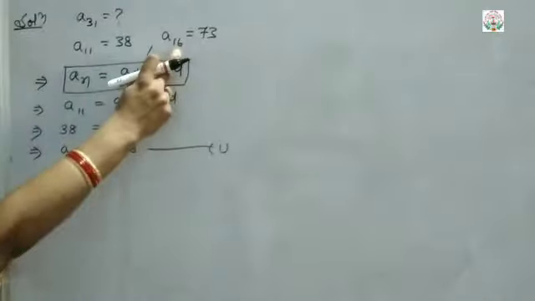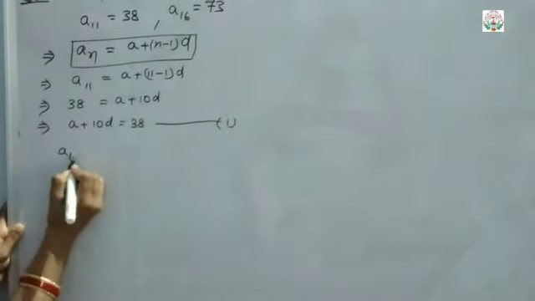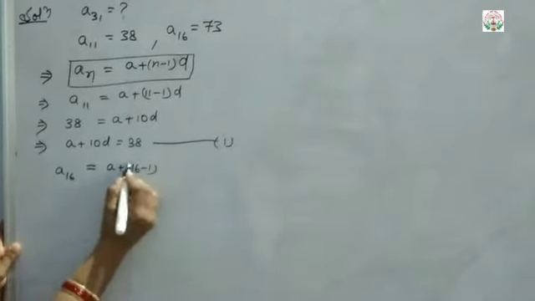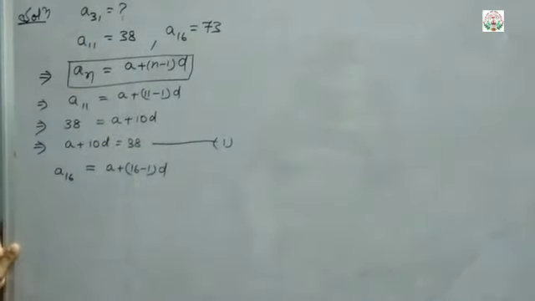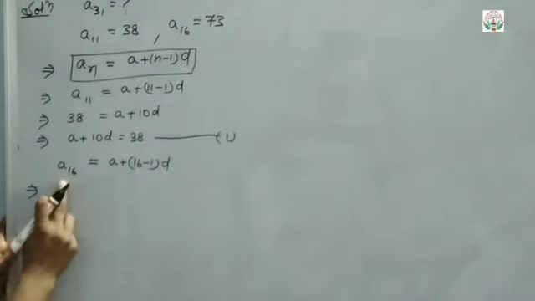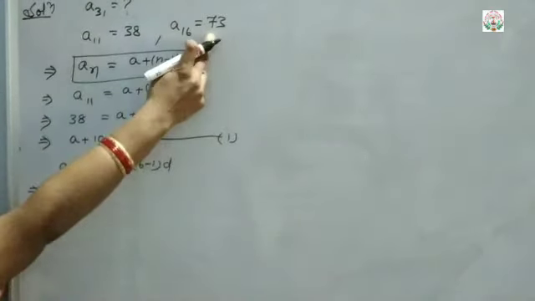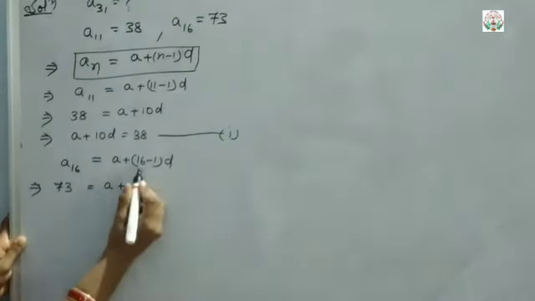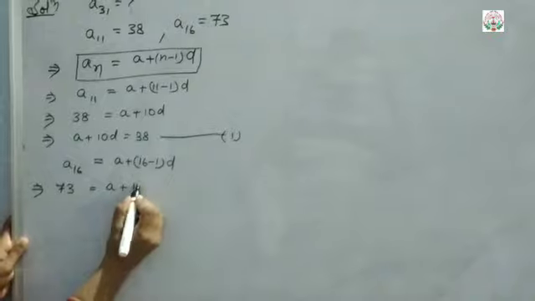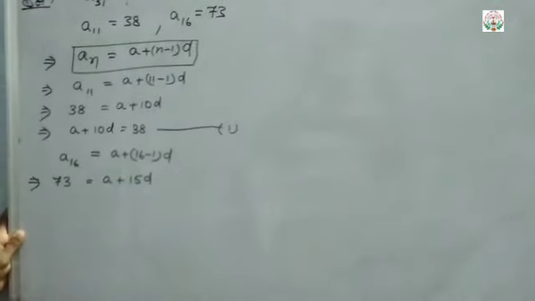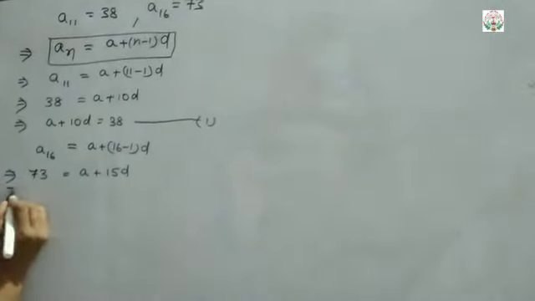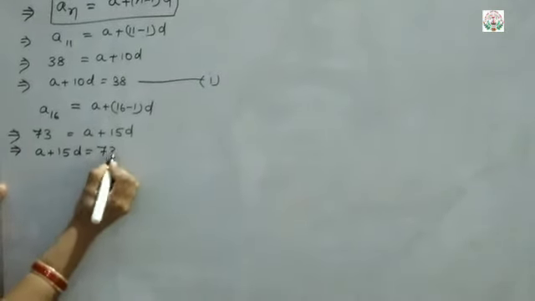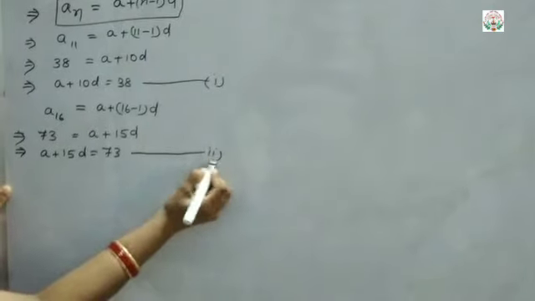Okay, now go to the second part. A16 equals A plus 16 minus 1 into D. Same nth term formula we will use. Now put the values. A16 is how much? It is given in the book, that is 73. A is not known. Then 16 minus 1 will be 15 into D, because A and D are not known to us. So this I can write as A plus 15D equals 73. Mark it as equation 2.